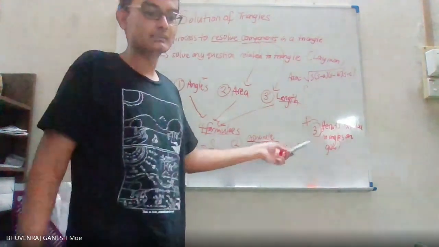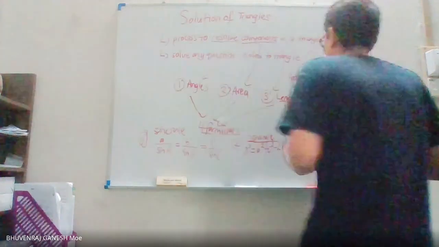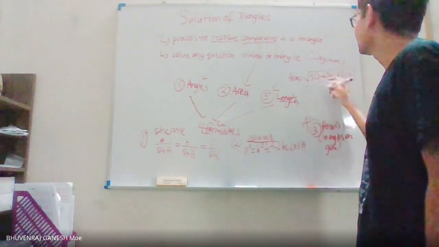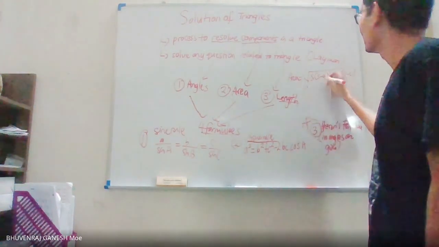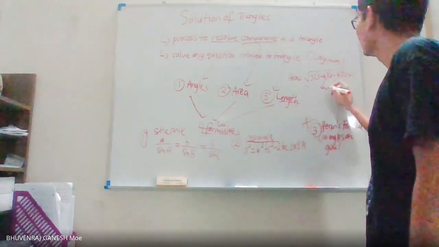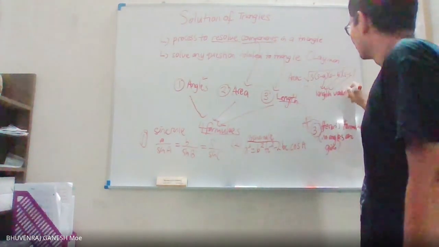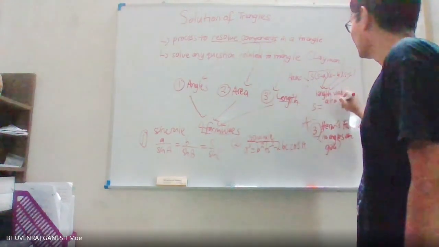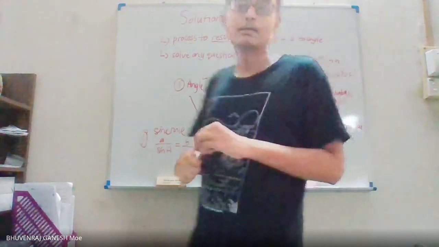And then this is the hardest one, Heron's formula. Area is the square root of S bracket S minus A, bracket S minus B, bracket S minus C. A, B, and C are the lengths of the sides of the triangle. To find the value of S, it is A plus B plus C over 2. That's how you find S.